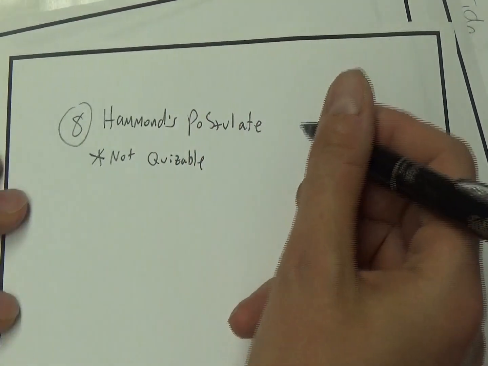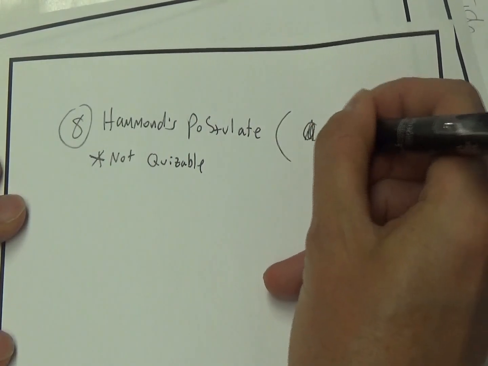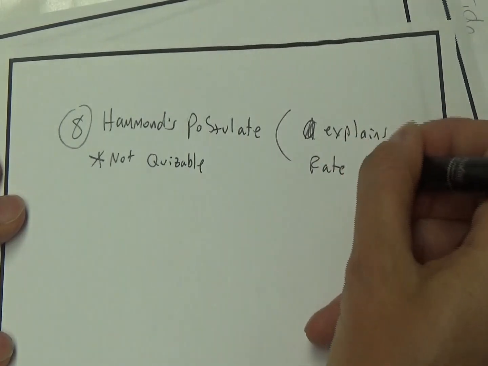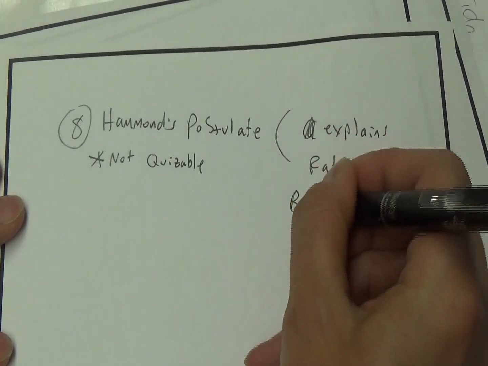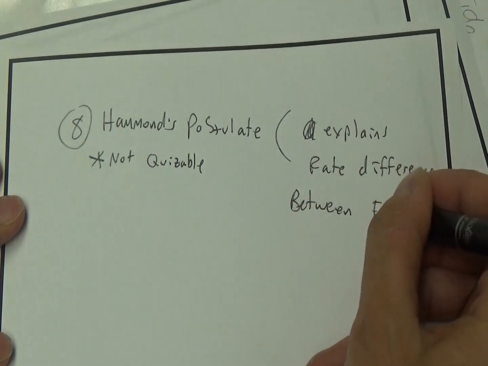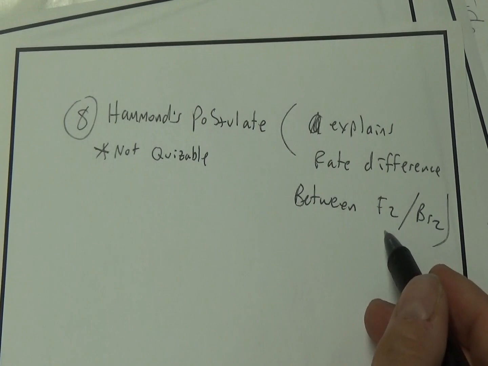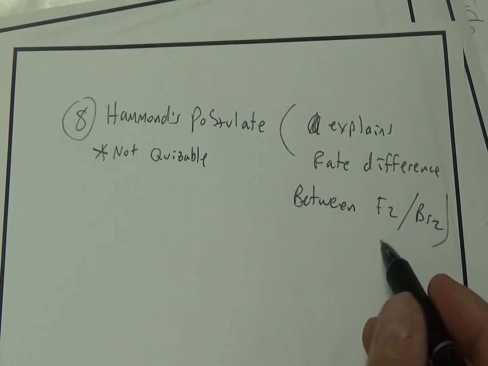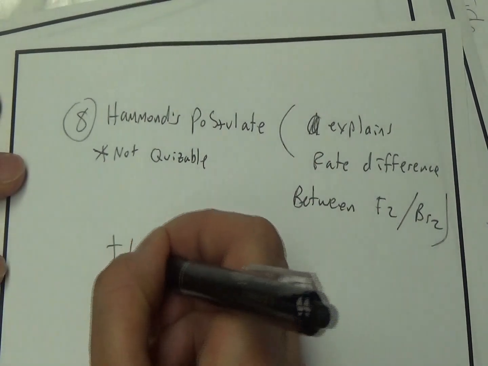Hammond's postulate also explains the rate difference between, like, F2 and Br2, which we already know. Fluorination, non-selective; bromination, super selective; chlorination's kind of in the middle. All right, so it just says this in words.